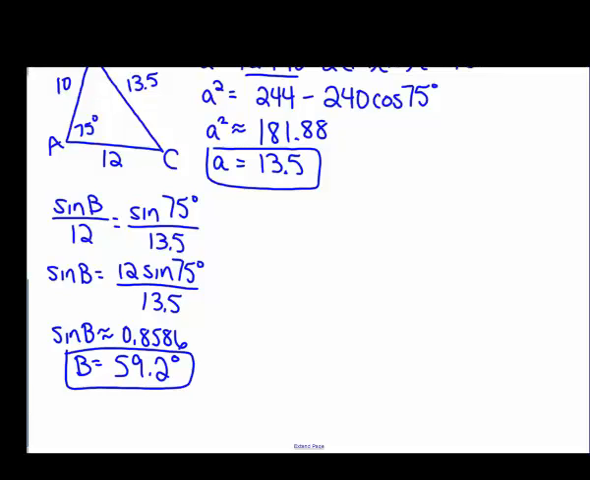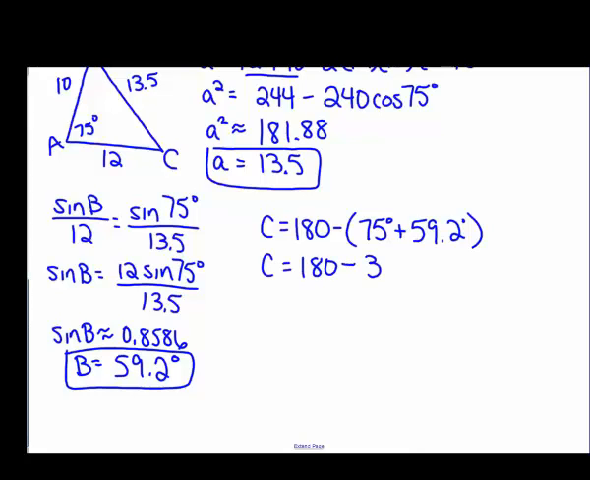Okay, and then just like the previous problem, we know that all the angles of a triangle have to add up to 180, so we can just take that 75 degrees and the 59.2 degrees and subtract those from 180. And so when we add those two together, we get 134.2, and so then when we subtract that, we get that C is about 45.8 degrees. Again, we had rounded some things, so that will be a rounded answer. All right, and that's how we can use the law of cosines to solve triangles.